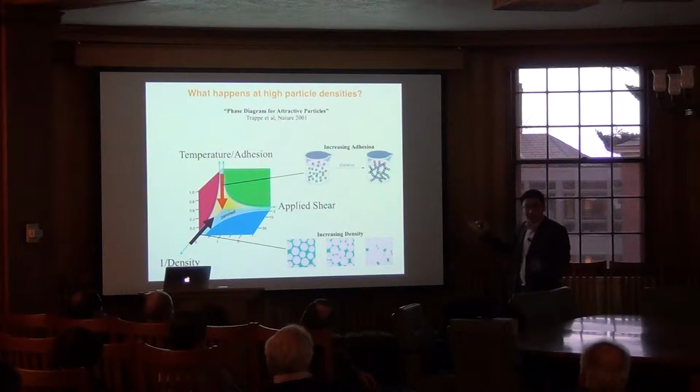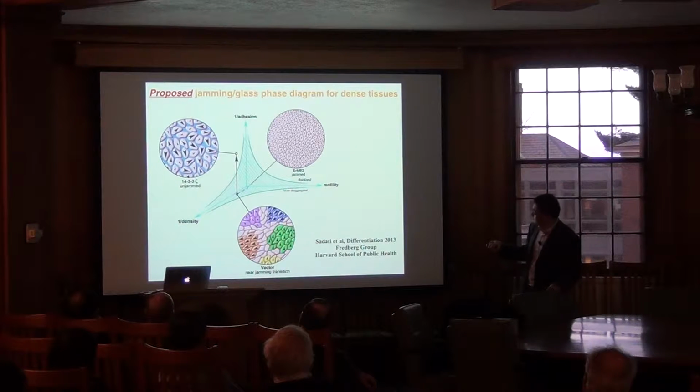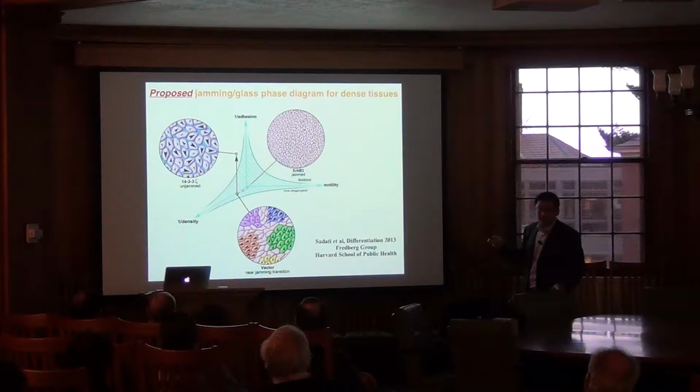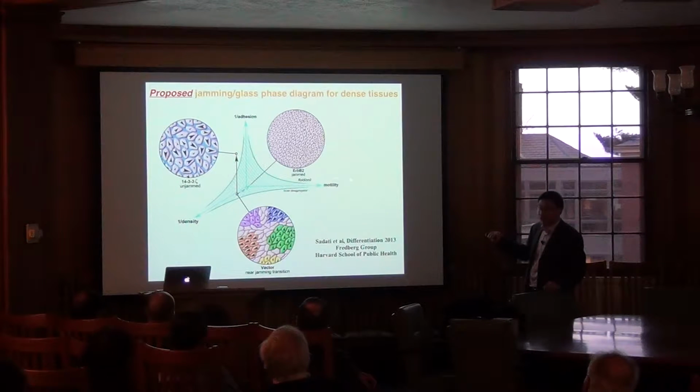And can we use this picture to describe the mechanics of dense tissues if you were to model them with particles? And this is a hypothesis based on the previous phase diagram put forward by biologists at the Harvard School of Public Health. And essentially, you still have the density-driven transition. So at some critical density, you go from fluid to solid. And adhesion is that intuition from particles, right? So increasing adhesion means you get solid-like behavior. Replacing the mechanical load or the stress is the motility of individual cells.